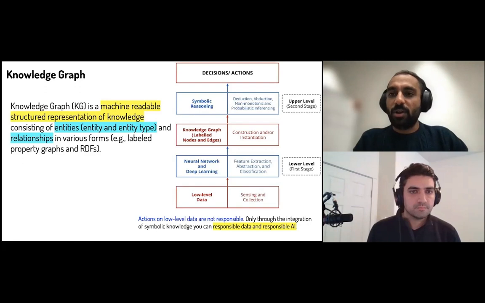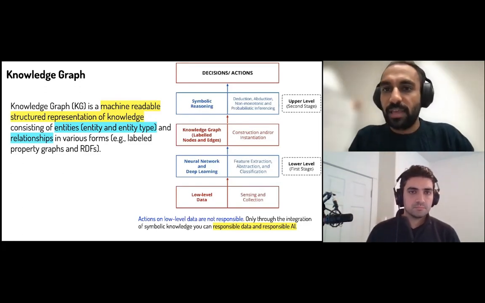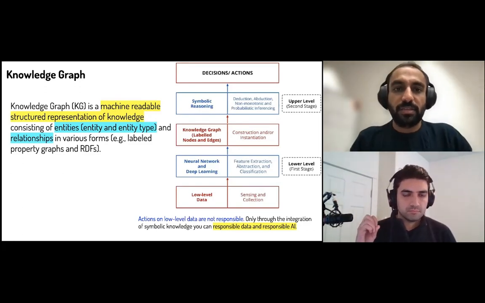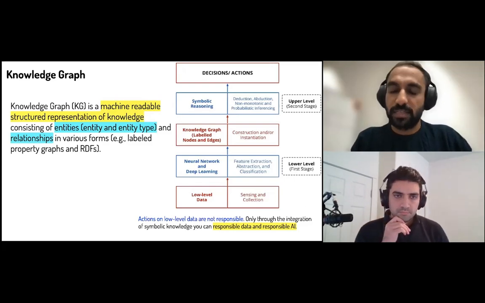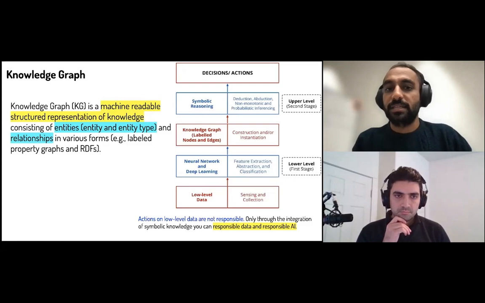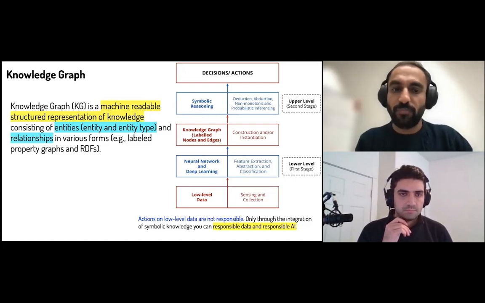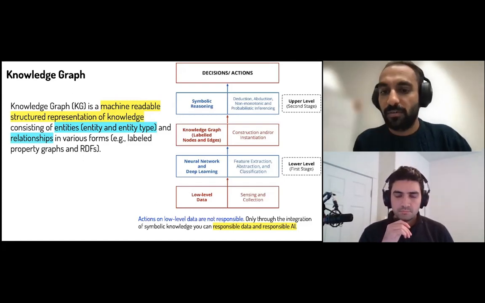So what exactly is a knowledge graph? A knowledge graph, in a very simple definition, is a machine-readable structured representation of knowledge that consists of entities, both entity and entity types, and they have relationships of various forms, and they can be stored as an RDF or a labeled property graph.